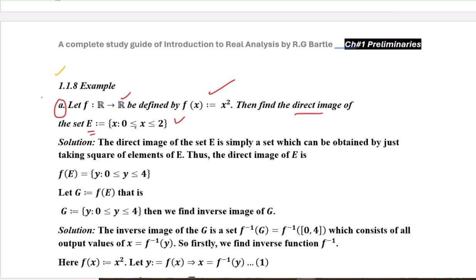Direct image is the set of all those elements which can be obtained by taking the square of these elements. The direct image of E is simply a set which can be obtained by just taking the square of E. Thus, the direct image of E is denoted by f(E), and direct images are always represented by y elements. So this is the closed interval 0 to 4. Now let us say this set is equal to G, f(E) = G. Now my next target is to find the inverse image of G.